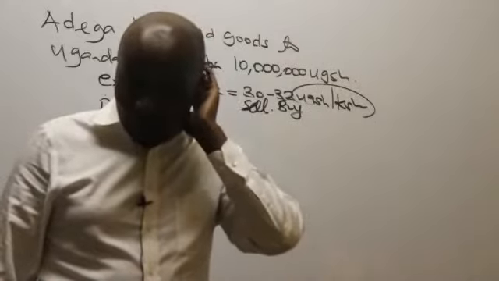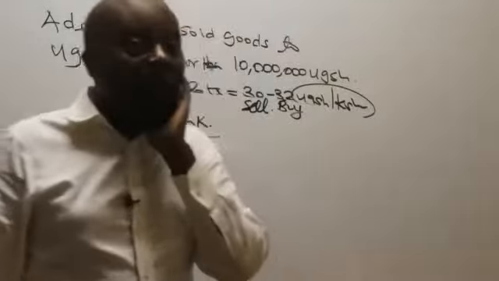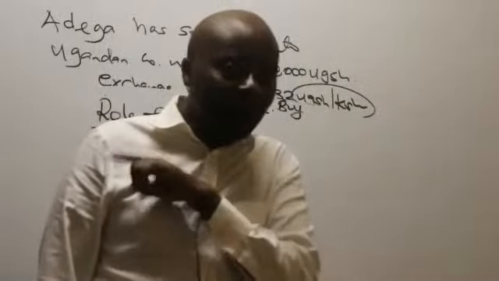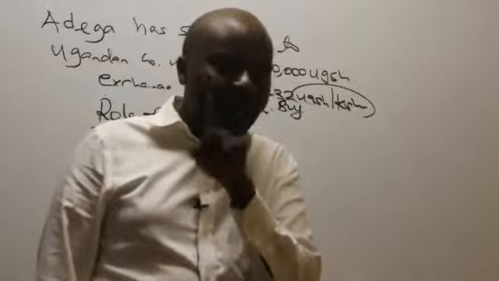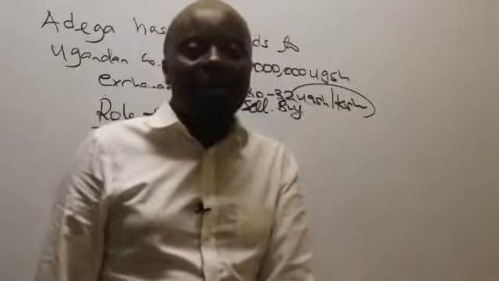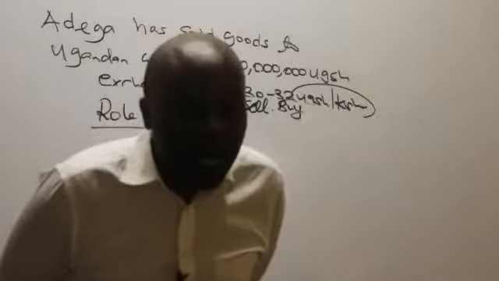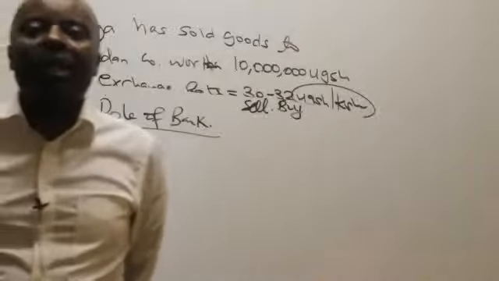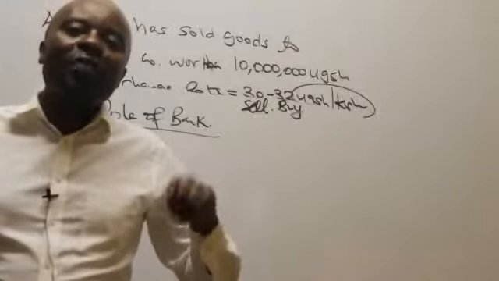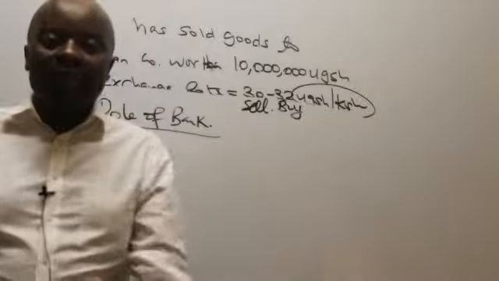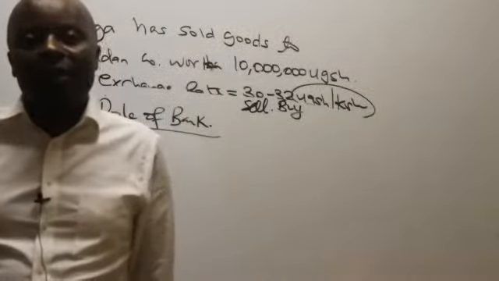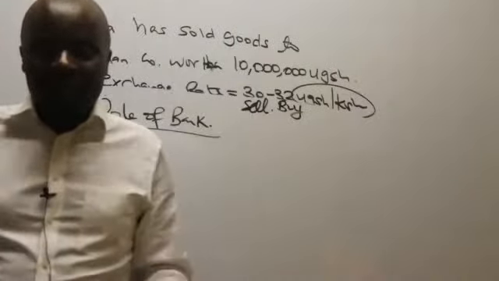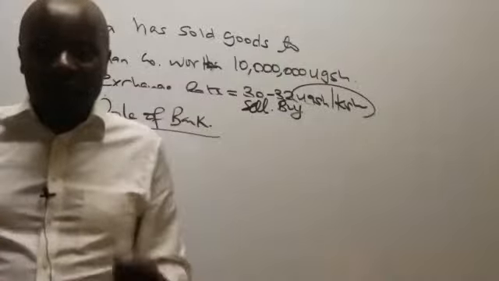Ojo wanafunzi angalieni hapa. What has happened here? Adega has sold goods to a Ugandan person here across the border, Busia, right? And this Ugandan person amempatia pesa yake, in form of what here? Uganda shillings. You remember Adega is the one who has a foreign good. Foreign good in Kenyan soil is this Uganda shilling now. So in short, Adega will be selling this foreign good she has. Atakuwa anauzia bank.